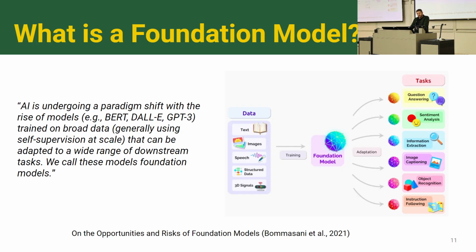Then the models started to get bigger and bigger, and people started to think, okay, what if we included text, images, speech, structured data, 3D signals, and put them all into the same model? All of them have their own self-supervised learning training objectives, but they all go through the same shared representational space. And this can then be fine-tuned to adapt the model to do many, many different tasks.